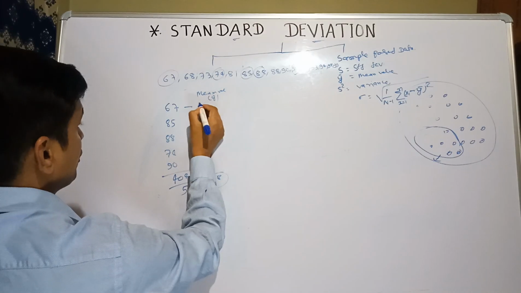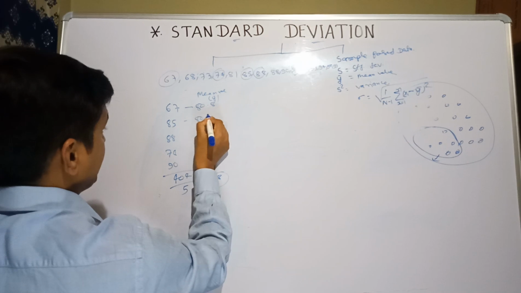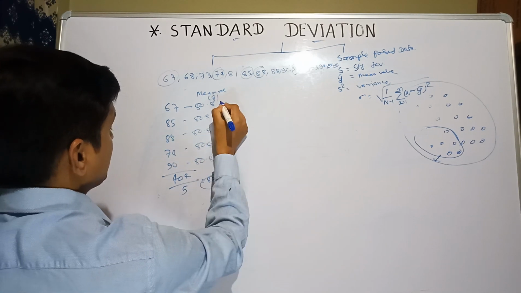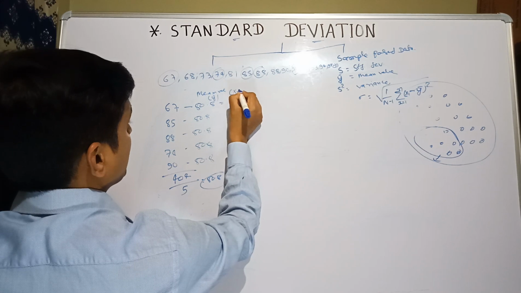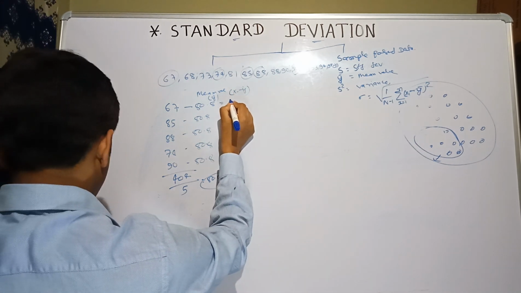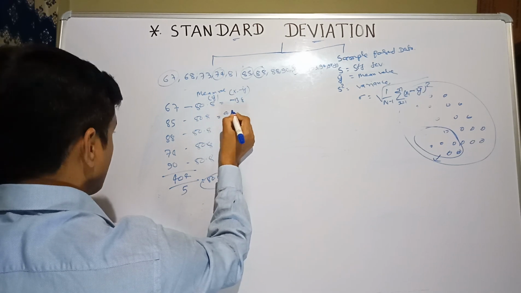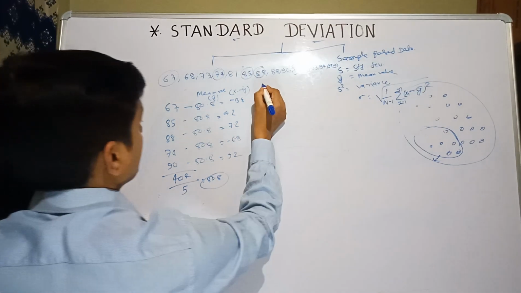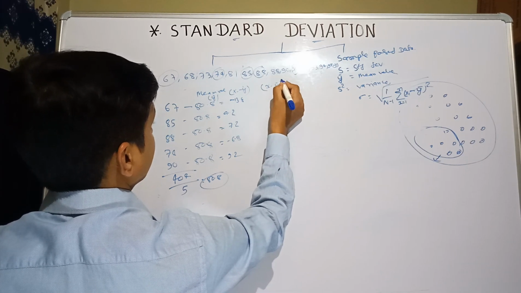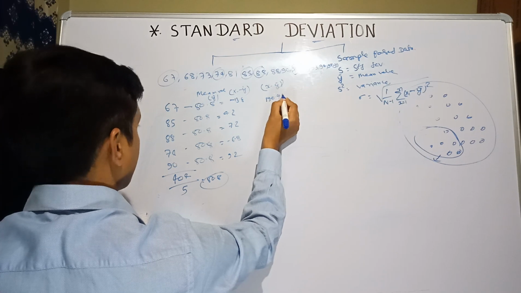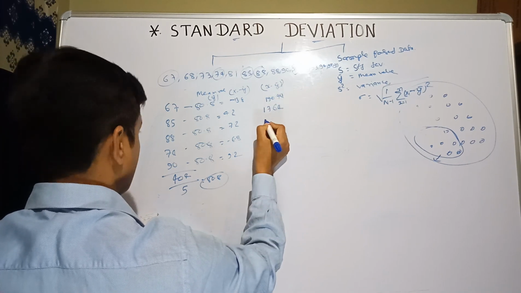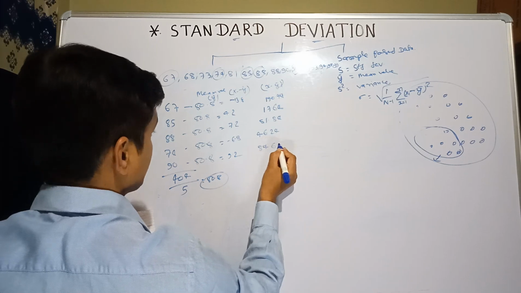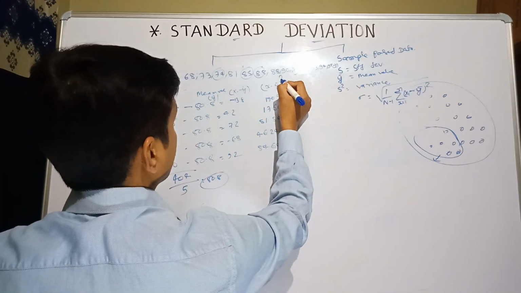So we have to subtract the mean value 80.8. After subtraction, you got xi minus y. The values are minus 13.8, 4.2, 7.2, minus 6.8, and 29.2. Now we have to square these values. You got 119.44, 17.64, 51.84, 46.24, and last 84.64. This is the squared value.